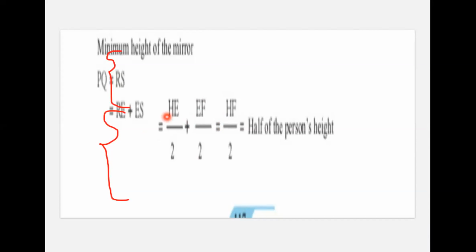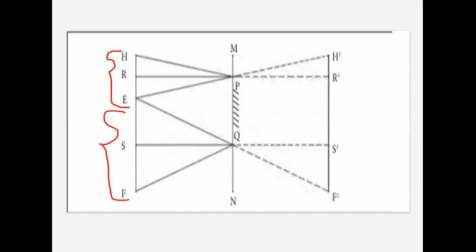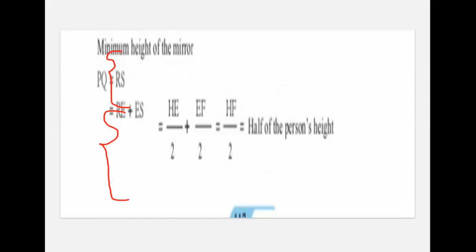And if you carefully look at this, we move back to the diagram. It is nothing but half of the height of the person, which is HF upon 2. And HF upon 2 is nothing but half of the height of a person. So the minimum height of a mirror is half of the height of the person who stands in front of it.